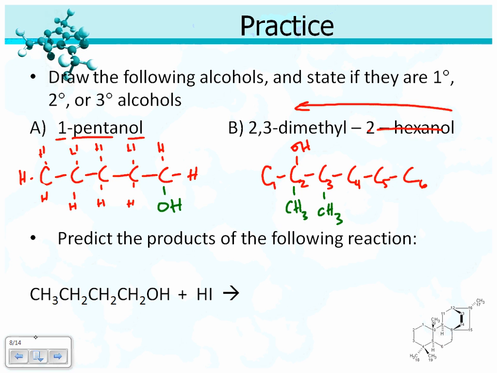Predict the products of the following reaction. This is an example that I gave you at the bottom of the last slide. Hydrohalogenation: we're going to swap the alcohol and the halide. So you're going to end up with CH3, CH2, CH2, CH2, and instead of OH, I now have an I on here, and I'm left over with HOH, or H2O. So hopefully you got those as well.